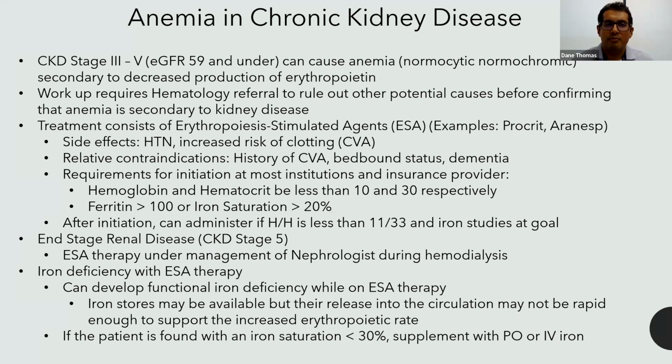A workup of a patient with anemia in chronic kidney disease requires a hematology referral so that we can rule out other potential causes of their anemia before confirming that the anemia is secondary to the patient's kidney disease alone. Treatment for this consists of erythropoiesis stimulating agents, also known as ESA. Examples of these agents include Procrit, Retacrit, as used in the case study before, and Aranesp. Side effects of these agents include hypertension and increased risk of clotting.